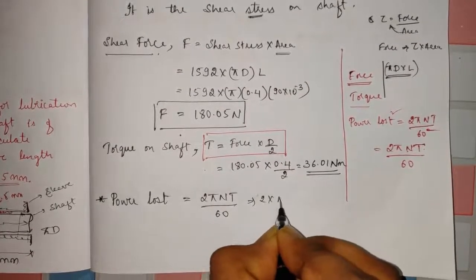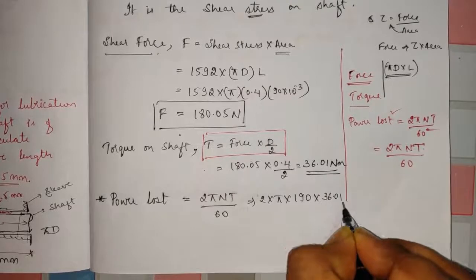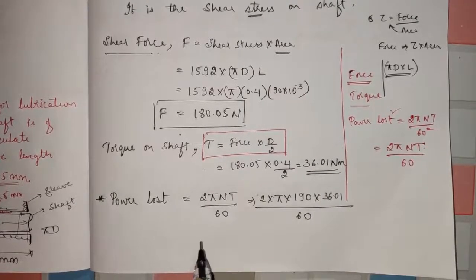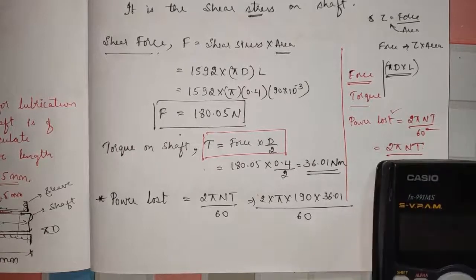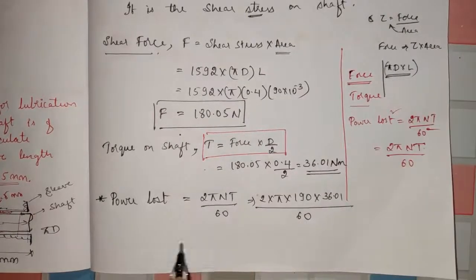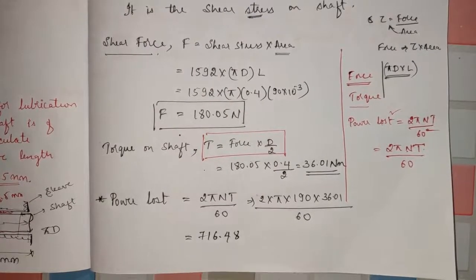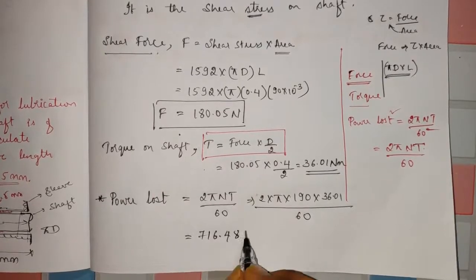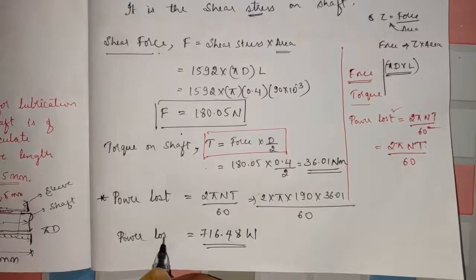So 2 into pi into 190 into torque 36.01 divided by 60. When I solve this, 2 into pi into 190 into 36.01 divided by 60, it is 716.48. So the power lost will be 716.48. What is the unit of power? It is nothing but watt. So this is the power lost.